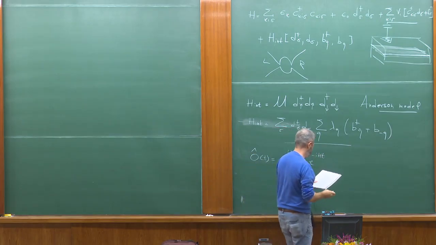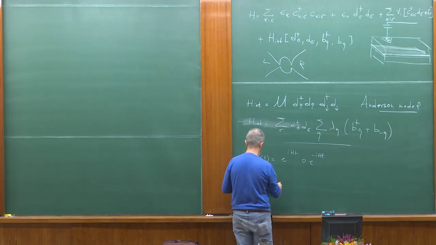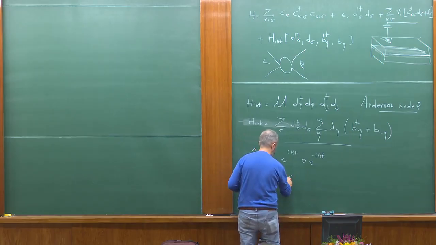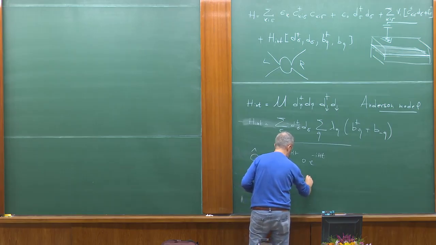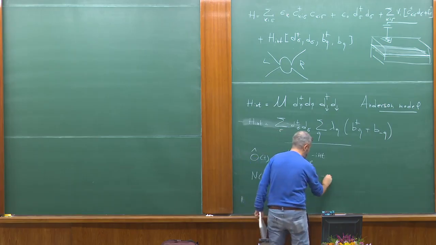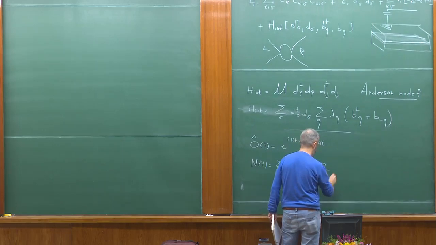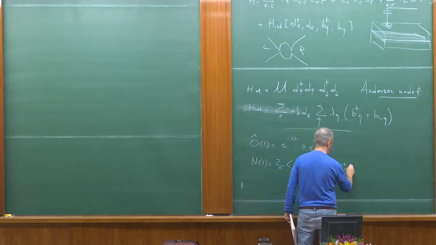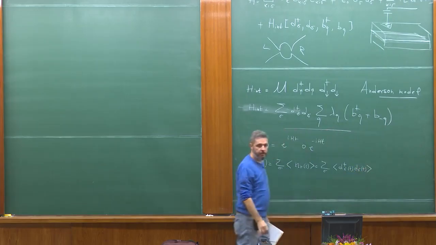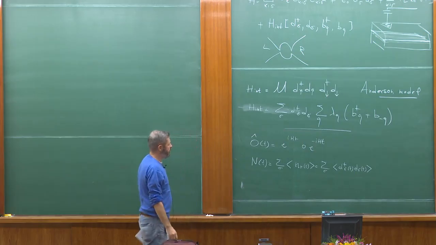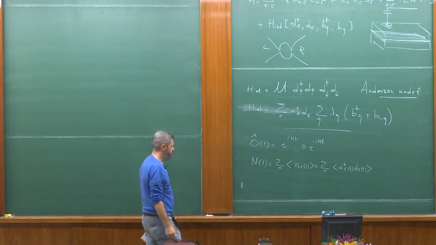Then, well, the occupation of my quantum dot, n of t, is going to be equal to sum over sigma n sigma of t, which is, of course, equal to sum over sigma d dagger sigma of t d sigma of t, right? So this is one thing, a natural thing to compute. How many electrons are sitting there on average?